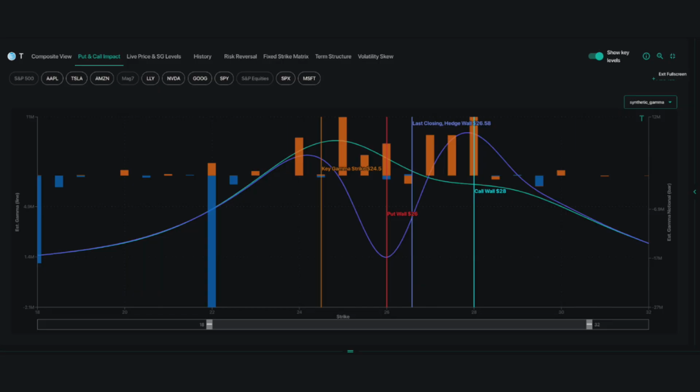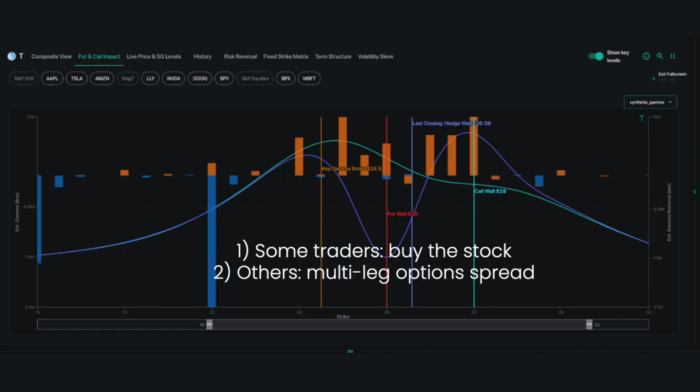Additionally, now that we've identified our trade bias for T, we are ready to structure our trade. While some traders may choose to do something very simple like buy the stock, others may choose to do something slightly more sophisticated by putting on a multi-leg options spread.